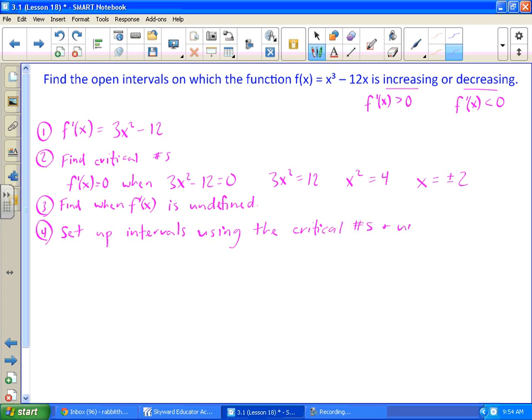And undefined points. So what I do for this, and it just depends on your teacher, I guess, is I just set up a number line. And on my number line, I put my critical numbers and my undefined points. So what 2 points do I need to put on my number line? -2 and 2.